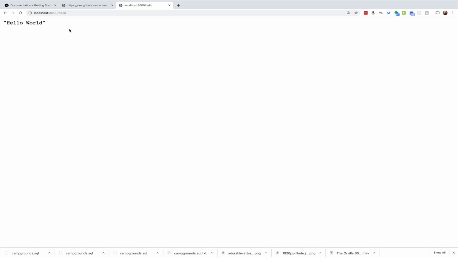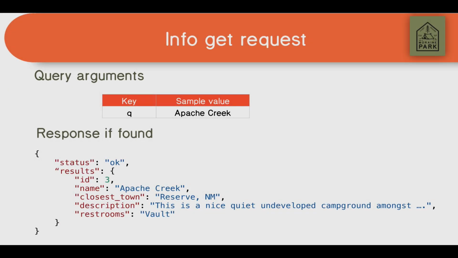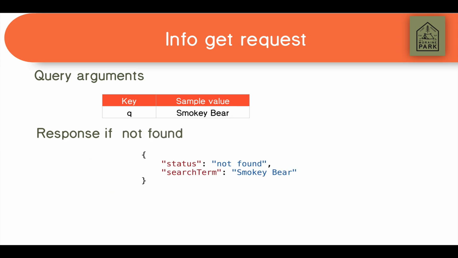Now we can work with that actual info request. Here's that info request, just as a reminder. It takes an argument Q, which is the name of a campground. If it finds the campground, it'll give that status OK, and the results will be what it found in the database search. If it didn't find it, it'll say status not found. All right, so that's what we're trying to implement. Let's do it.